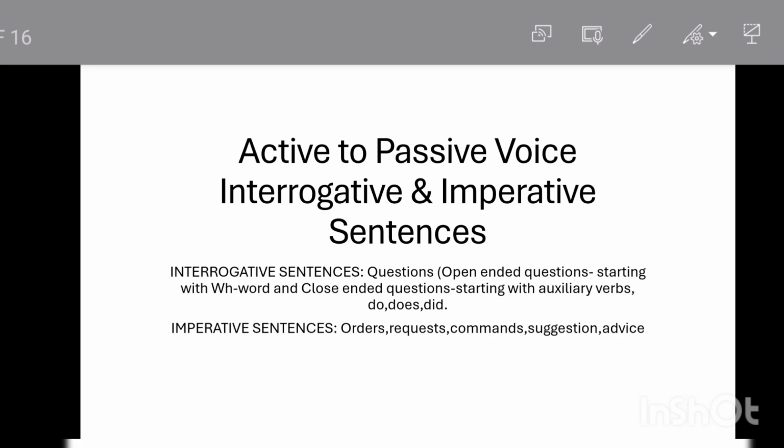One is the open-ended question, which starts with WH words, and the other is the close-ended question, which starts with auxiliary verbs like do, did, does, are, is. Close-ended questions generally are answered in yes or no, whereas for open-ended questions which start with WH words, you need to answer in a sentence or two. That's why they are called open-ended questions. And imperative sentences are orders, requests, commands, suggestions, and advice.